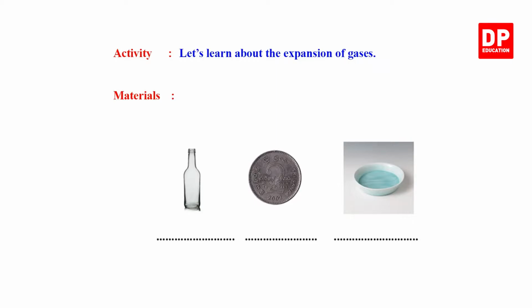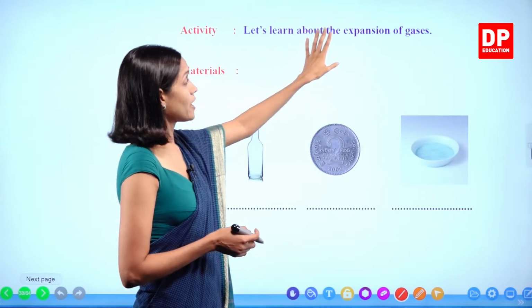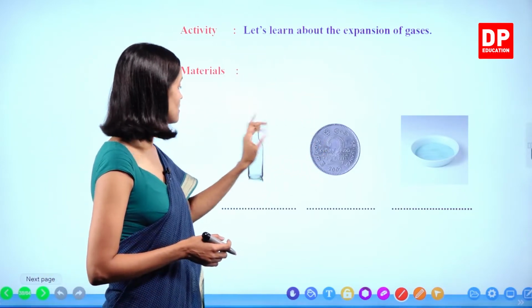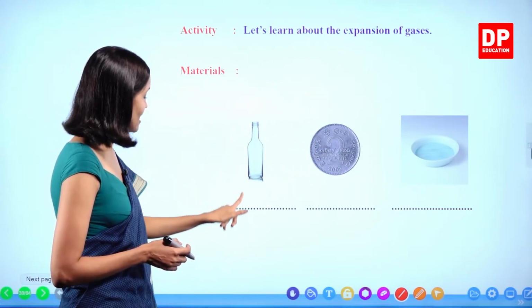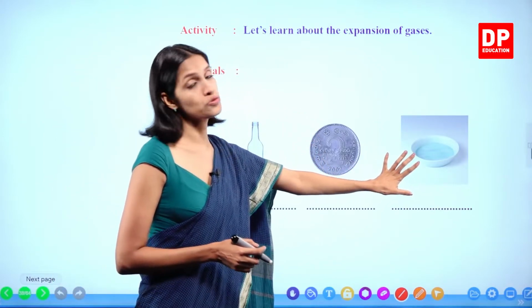So far we discussed expansion of solids and expansion of liquids. Now we are going to learn about expansion of gases. So here we have an activity to do. Let's learn about the expansion of gases, right? So what are the things we need? We need an empty glass bottle, we need a coin, and we need a hot water beaker.